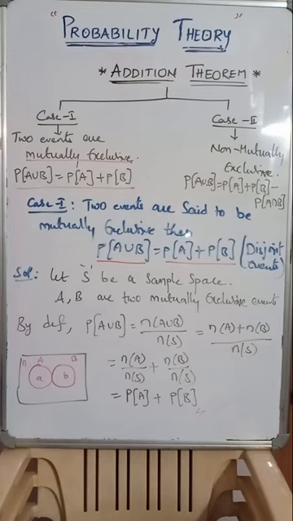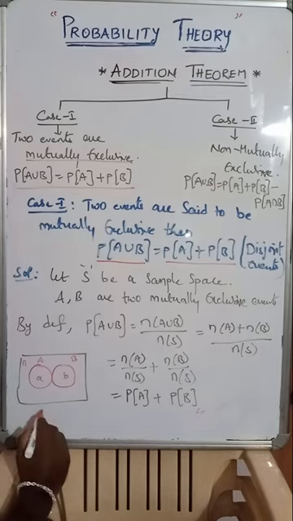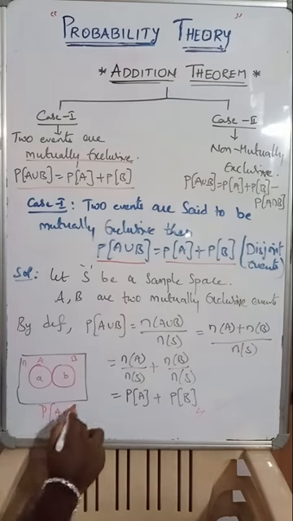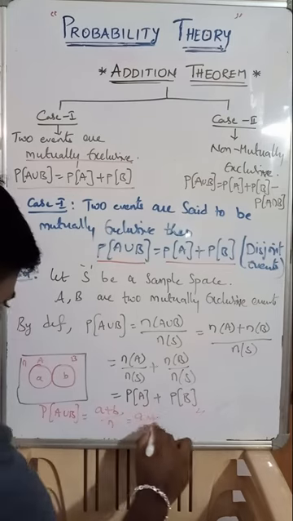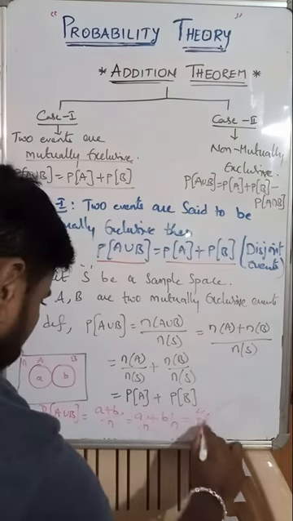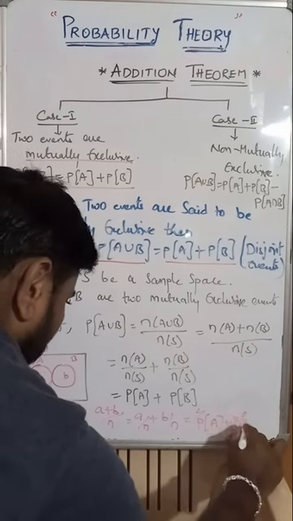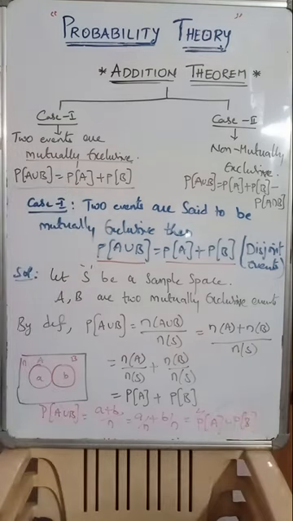Now split that one, N of A by N of S plus N of B by N of S. N of A by N of S is nothing but probability of event A, and N of B by N of S is probability of event B. Therefore P of A union B equals P of A plus P of B. Even the Venn diagram I have shown. Using this Venn diagram, there is another alternative. P of A union B equals A plus B by N, so A by N plus B by N. That is P of A plus P of B. That's it. So very simple one.